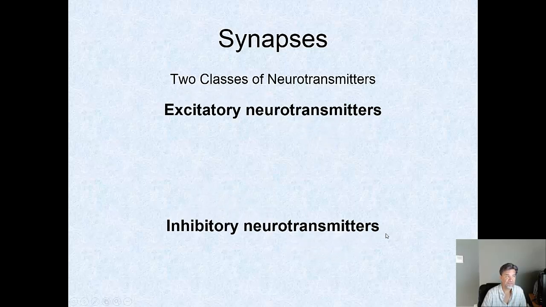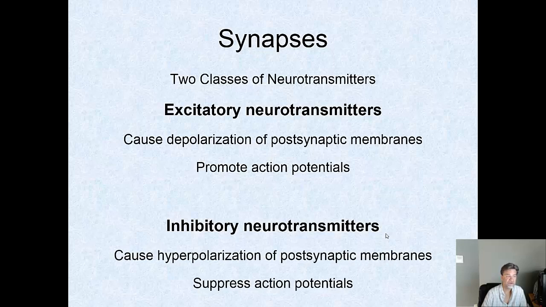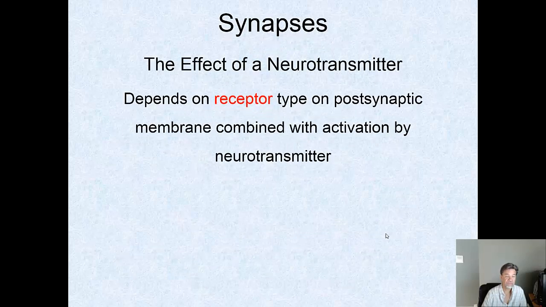There are two classes of neurotransmitters. There are those neurotransmitters that cause an excitation or the possible development of an action potential, and then there are those neurotransmitters that make it less likely to occur. And so excitatories promote action potentials versus the inhibitories that will typically suppress action potentials. So we'll get into that more here in this next video.